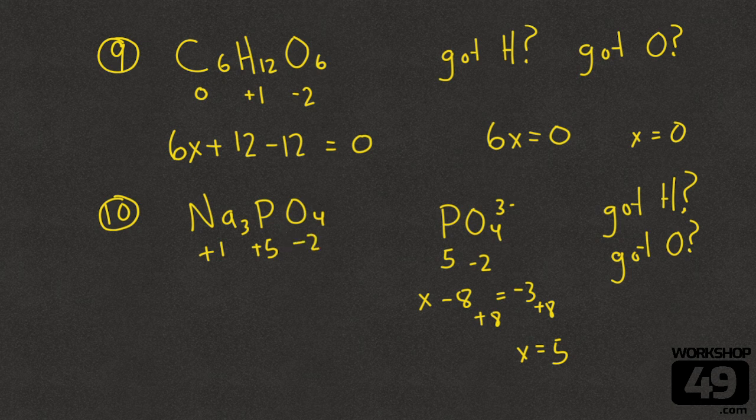And that, you clever little cupcakes, is 10 examples of how you can be assigning oxidation numbers in a mixture of ionic and molecular compounds.